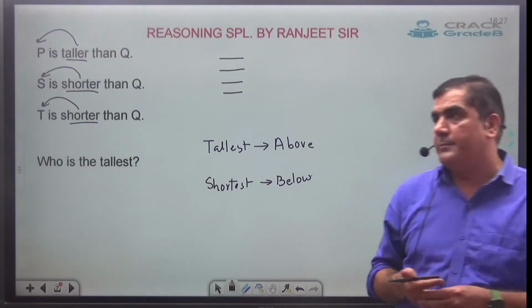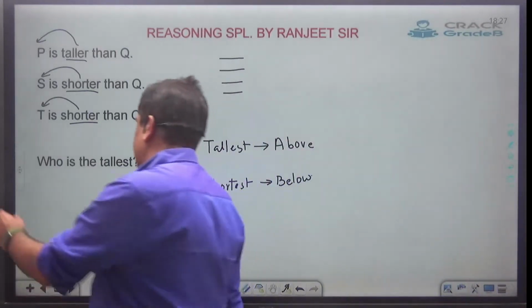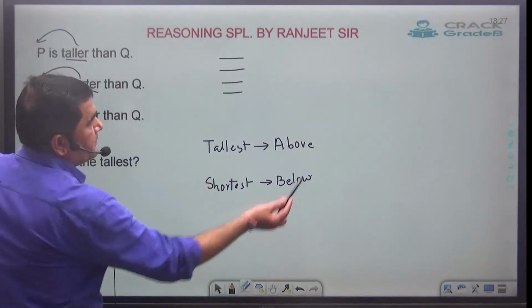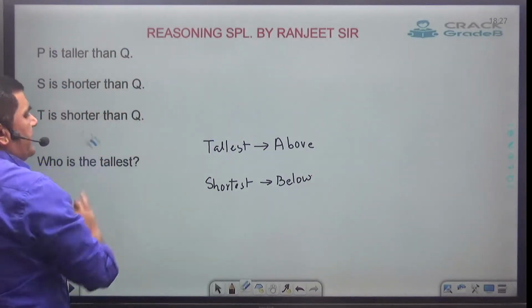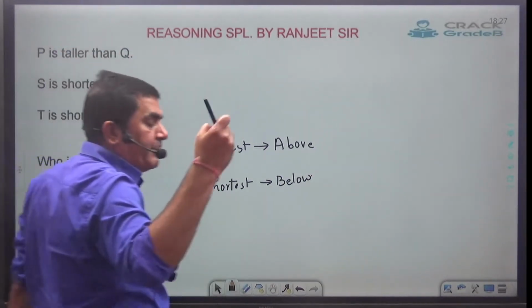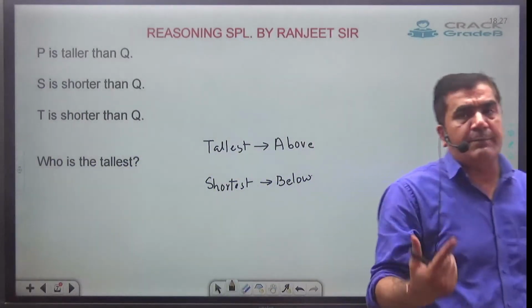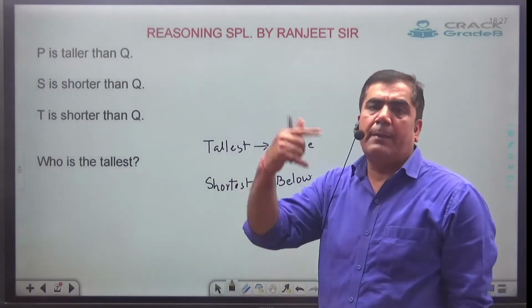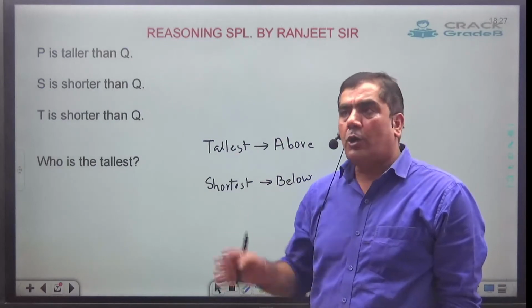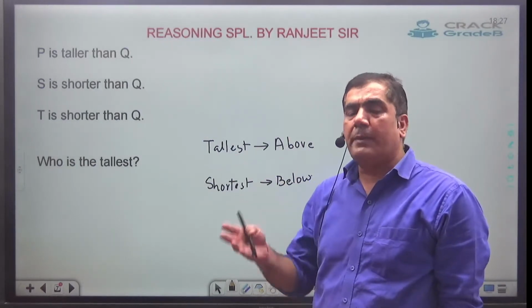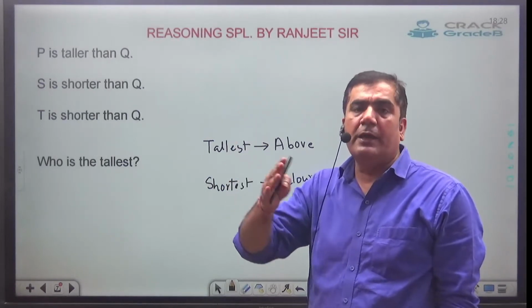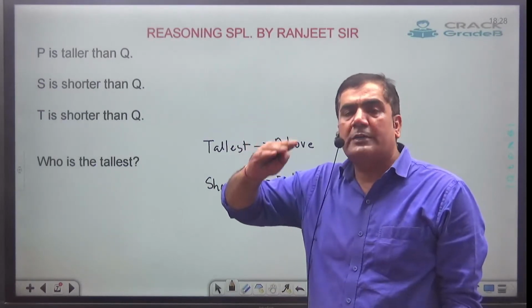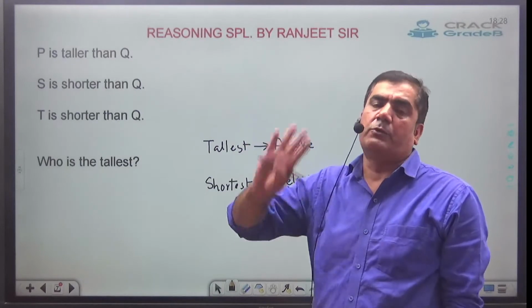Anyone, any problem? For example, let's apply over here. At a time you are going to read only one statement. Don't read the complete passage in one go. Read one statement and try to see who is going to be above and who is going to be below. Tallest will be above, shortest will be below. Simple. Heaviest will be above, the lightest will be below. Person who has got more marks will be above, less marks will be below.